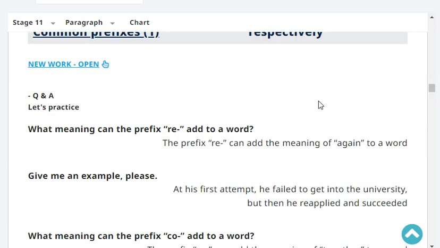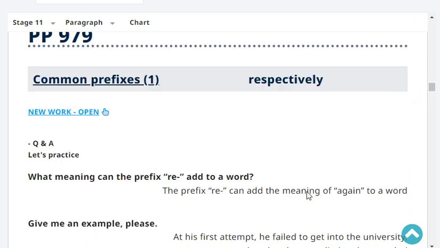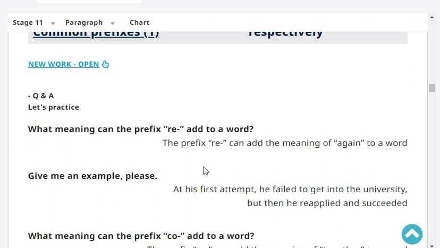What meaning can the prefix re add to a word? The prefix re can add the meaning of again to a word. Give me an example, please.